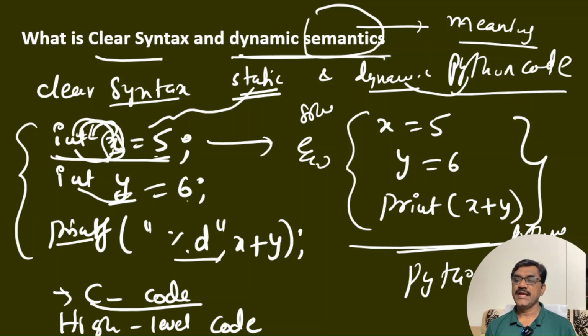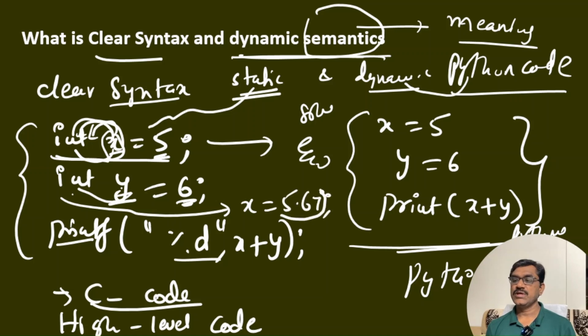That means x is always going to contain only the integer value. Next, we are also saying y is of type integer, meaning y is always going to contain integer values only. After this statement, if you try to give the value x equals 5.67, then even though you give the value 5.67, it takes only 5 and that is stored in x.